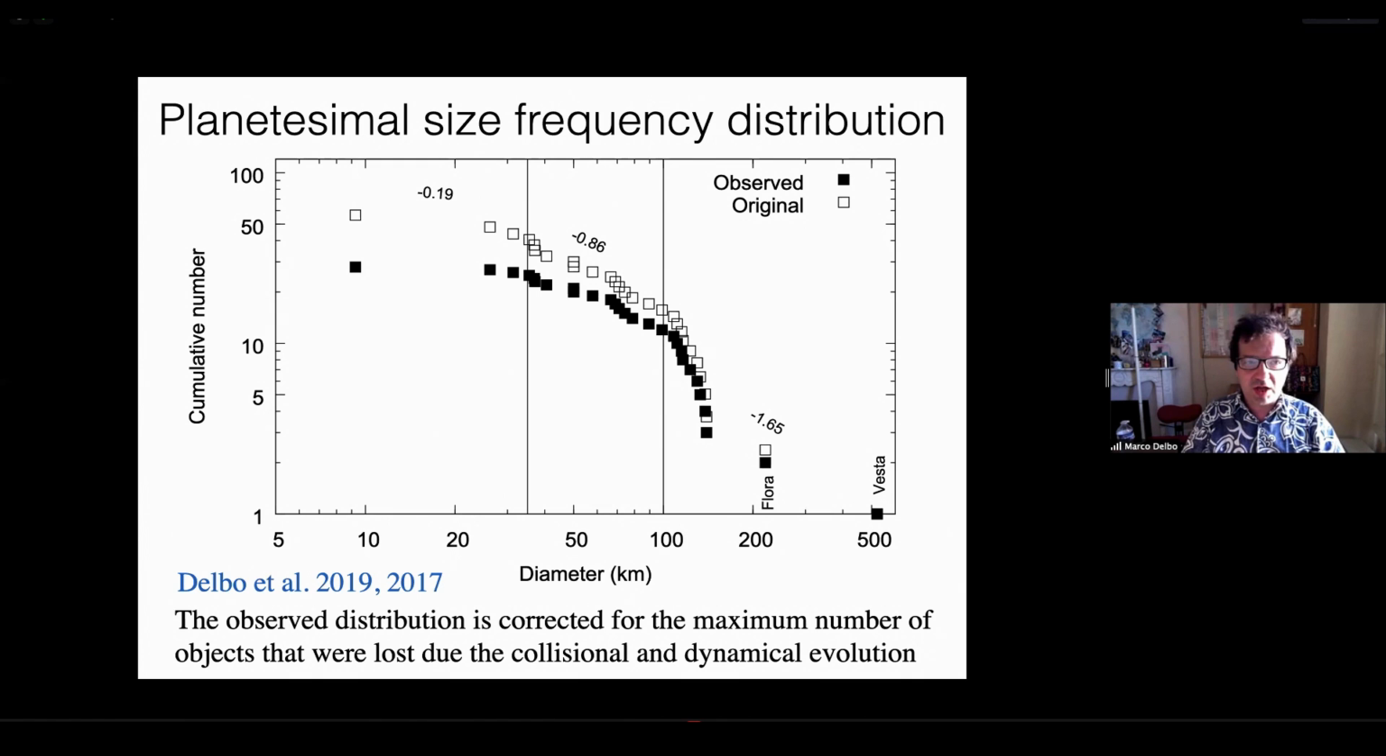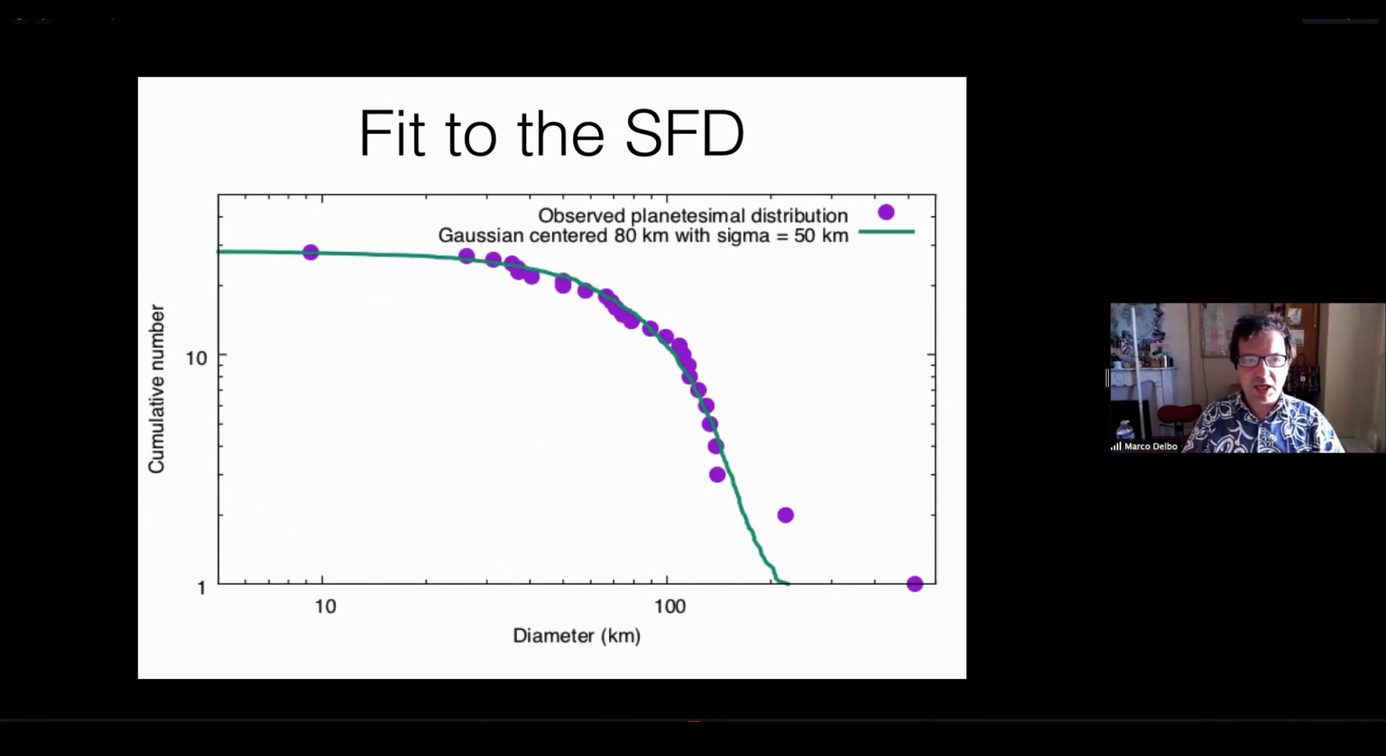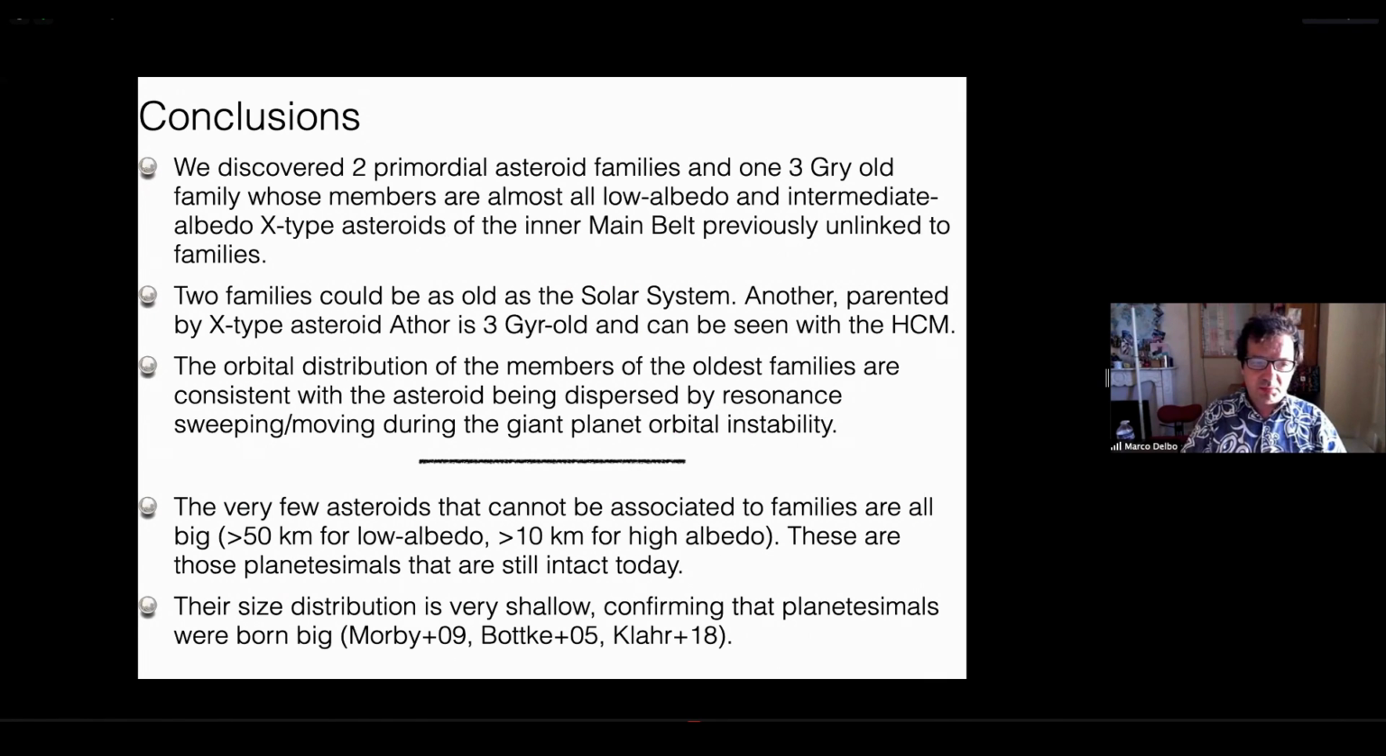So we can start to reconstruct the size frequency distribution of the original planetesimals in the inner main belt, and it looks very, very shallow. It's not like -2, but shallower than -1. I'm almost at the end. If we fit a function to this distribution, we see that the probability distribution function corresponds to a Gaussian centered around 80 kilometers with a width of around 50 kilometers.